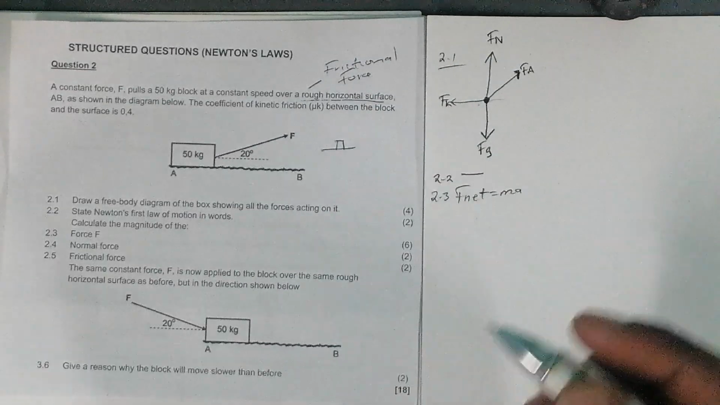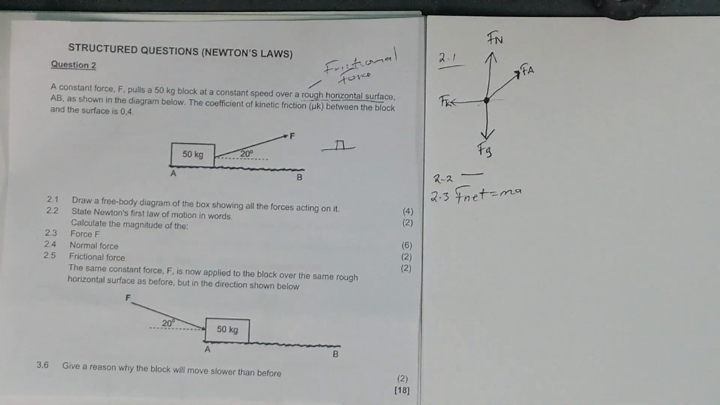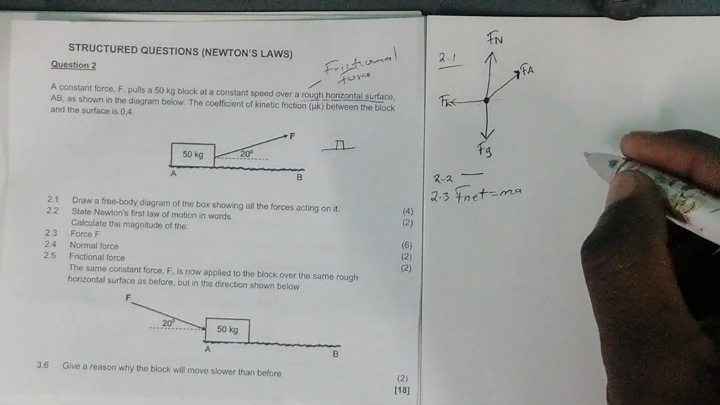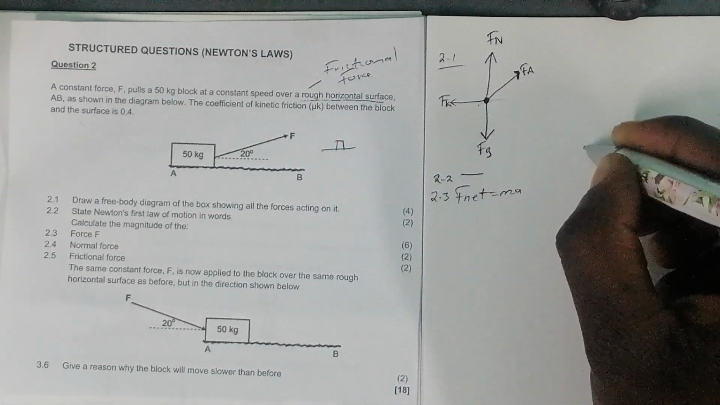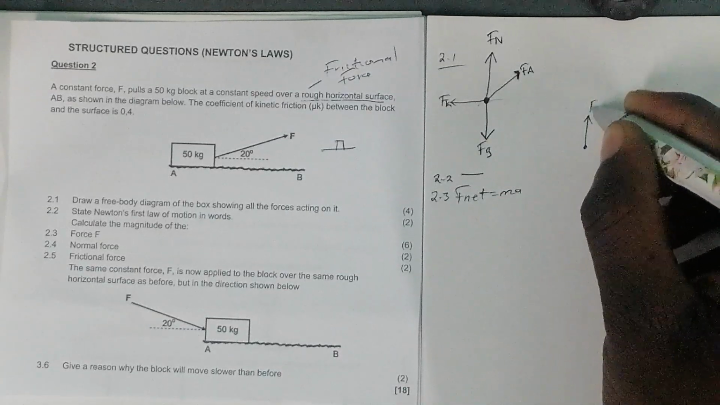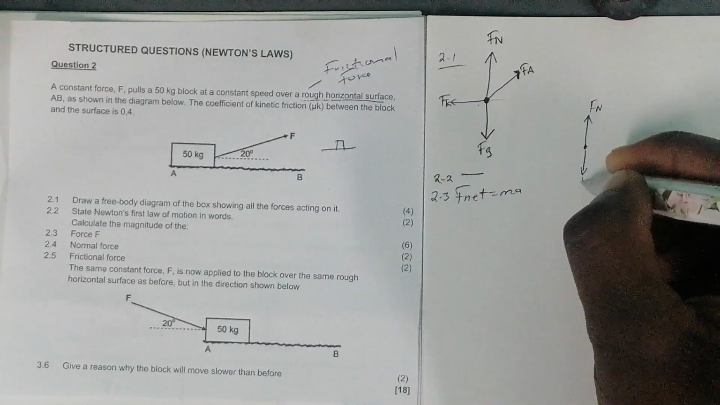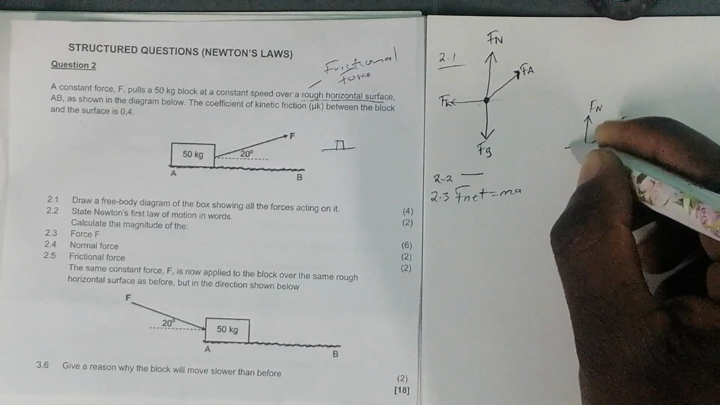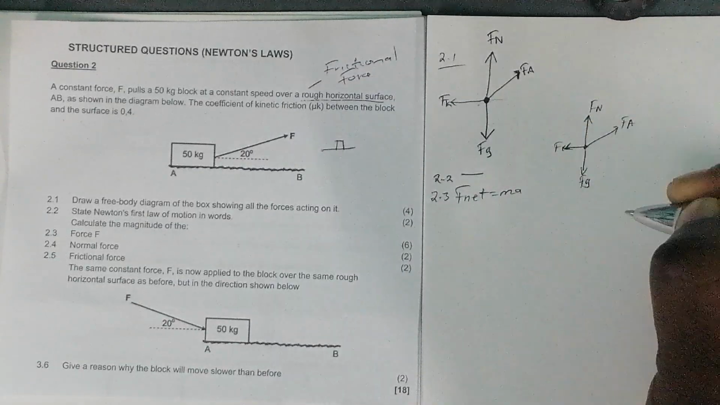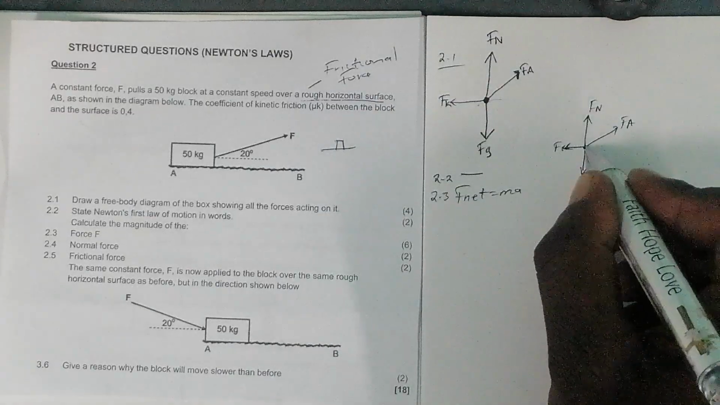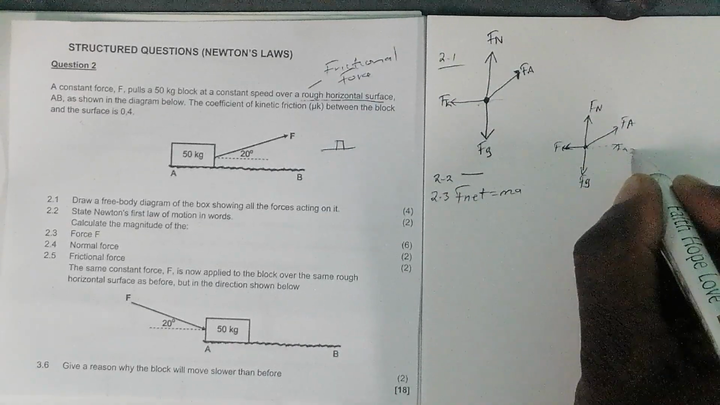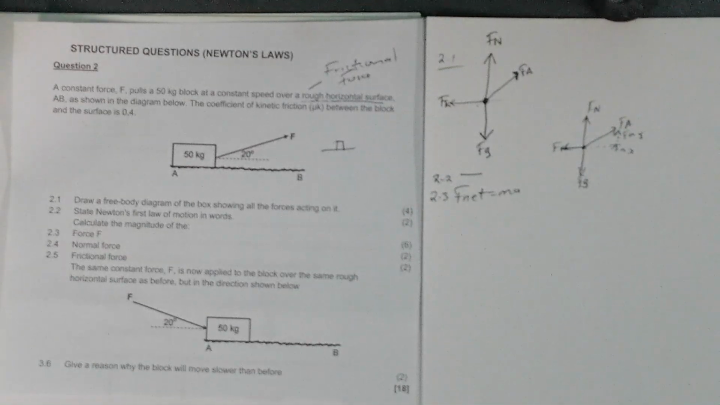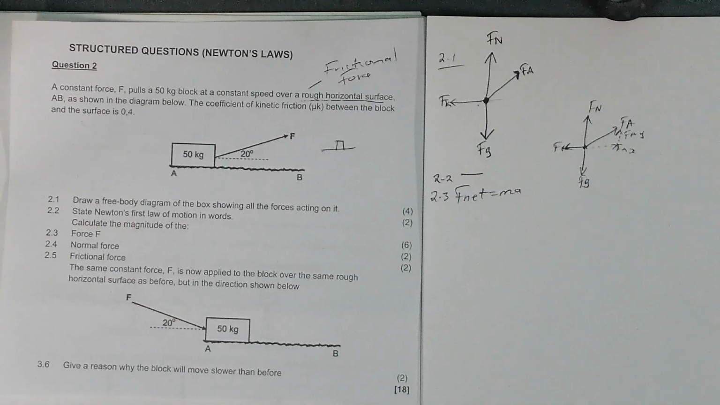For the F net part, we substitute forces that are horizontal, in the direction of motion, from our free body diagram. Therefore, you must know that whenever the force applied is pulled at an angle, you must resolve it into components. This is Fax, then this becomes Fay. This is very, very essential, guys.